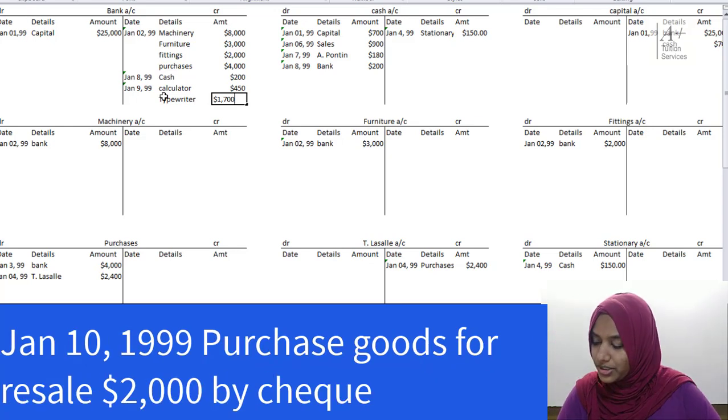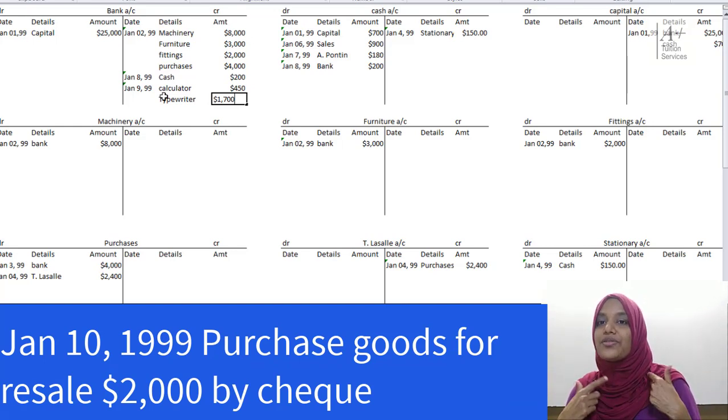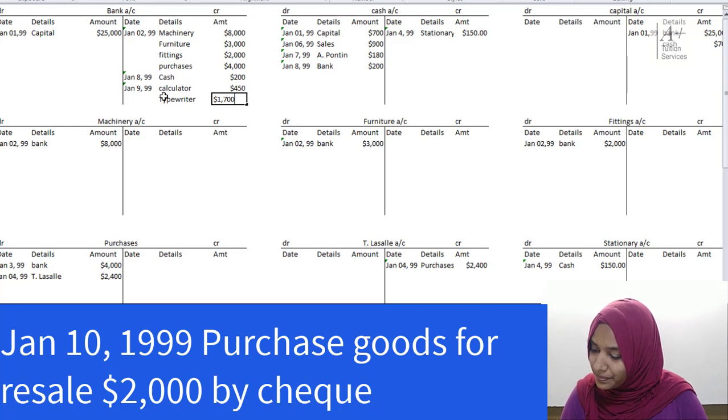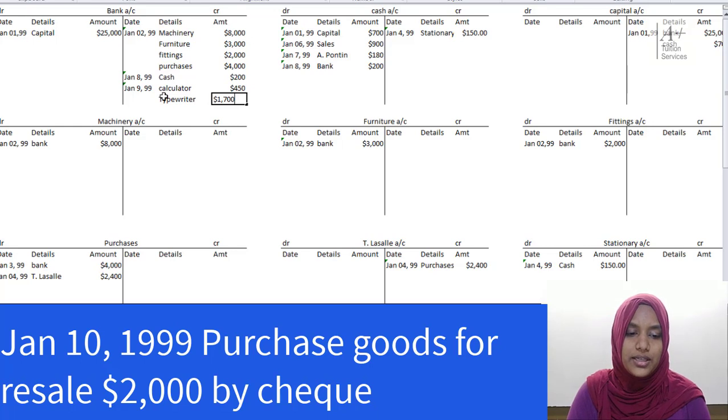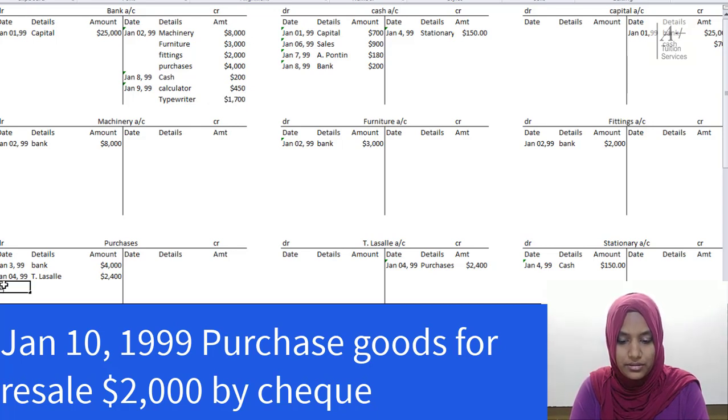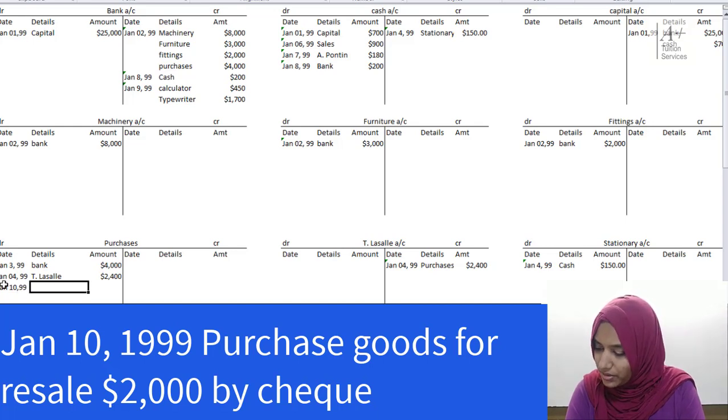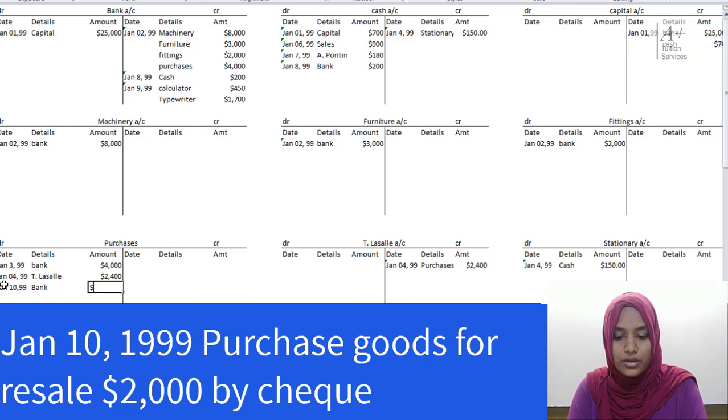Now we go on again to another transaction which says purchase goods on credit. Just before they said bought goods on credit. Notice they're using the word now, purchase goods for resale by check this time. Okay, so this time purchases is debited and check is bank. So the two accounts will be purchases and bank. So we go in again, January 10th, 99, we have bank, and they purchased, according to the transaction, $2,000 worth of goods for resale via check.